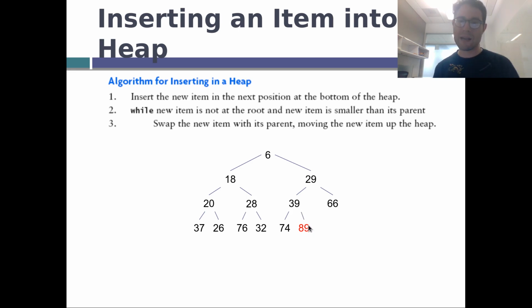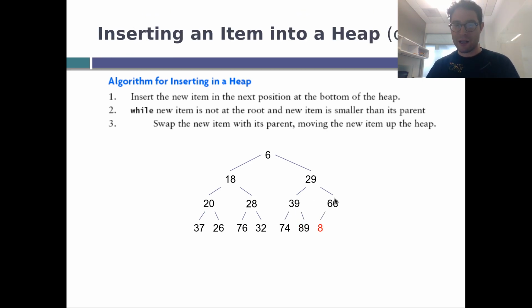And then to maintain the heap property, it's very easy. All you have to do is that while you're not the root and your item is smaller than the parent, you just swap it with your parent and just keep doing that. So 89 is not smaller than its parent, so it's perfectly fine to stay there. Nothing has to be shifted at all. But let's look at inserting 8. We insert 8 into the next possible position.